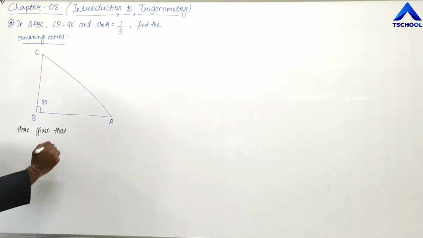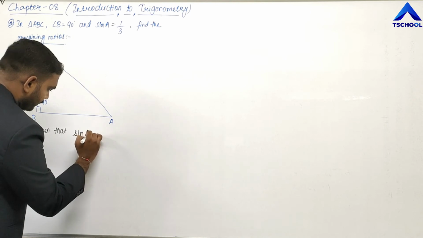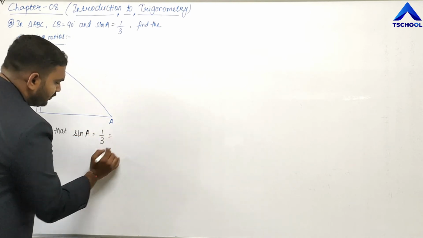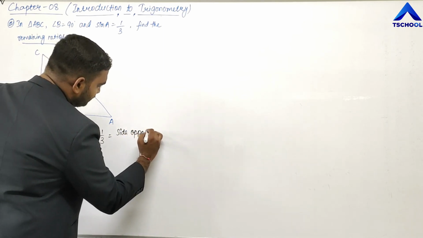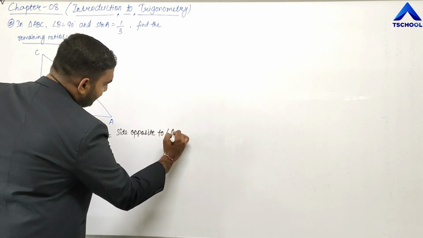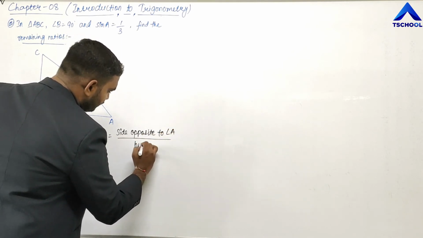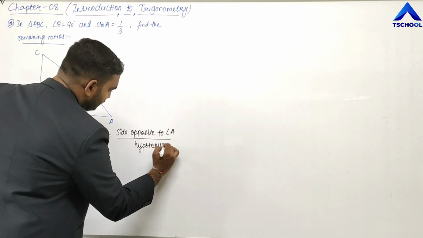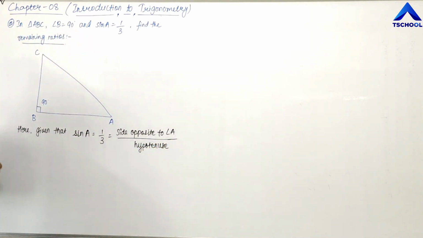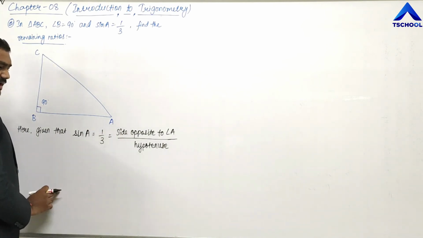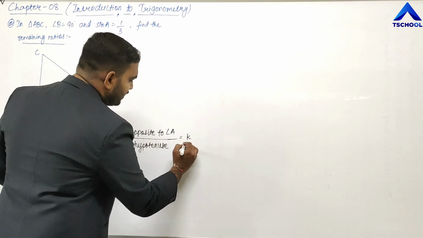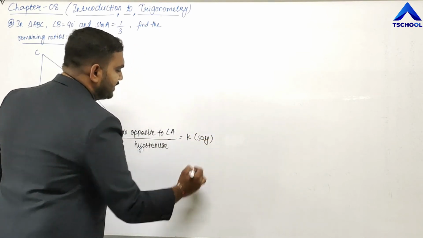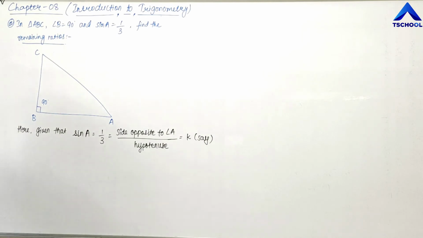Given that sin A is equal to 1 upon 3, that is equal to side opposite to angle A upon hypotenuse. Now, can you directly relate that side opposite to angle A will be 1 unit and hypotenuse will be 3 units? No, you cannot directly relate. So what we are going to do is take a proportion here, say this ratio is equal to K.